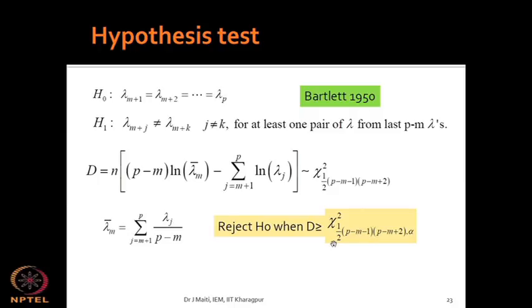Then you follow the chi-square table, find out this value, and take your decision accordingly. We should accept all lambdas greater than lambda m bar, but it is not that straightforward here. What it is saying is that if they are actually equal, then lambda m bar will be equal to the individual lambdas. But in a sample you will not get exactly the same value; there will be a little bit of difference.